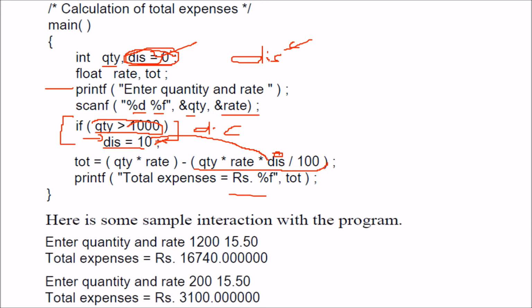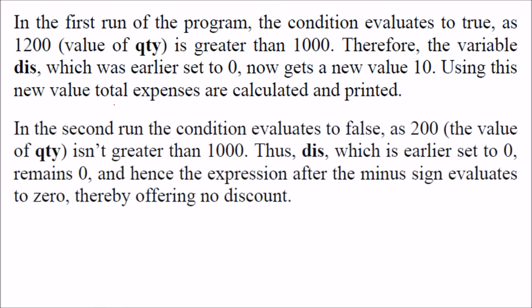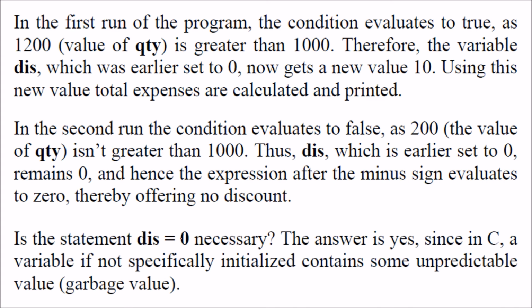See, these are the results. 1200 means the quantity is greater than 1000, so you get a discount. If the quantity is less than 1000, that is, 200 is the quantity, you don't get a discount. Actually, discount will be 0 as you initialized here. So this is how this program runs, and as I just said, this equal to 0 is quite necessary. In this program, this is the core of the decision.